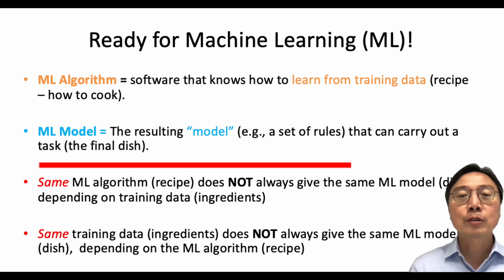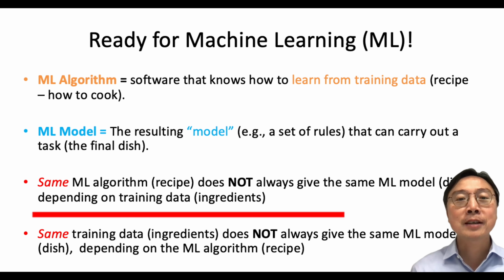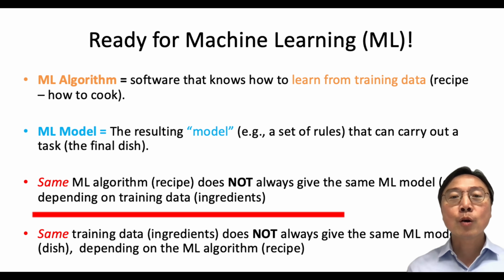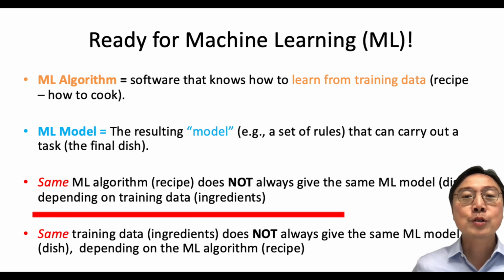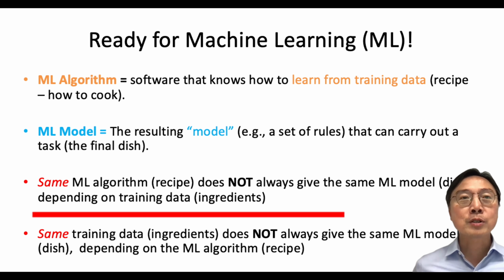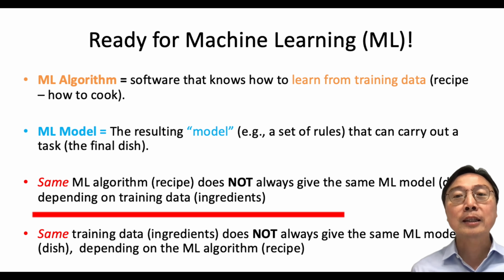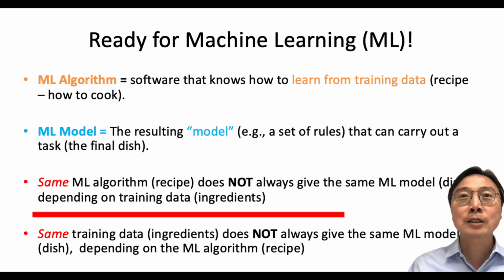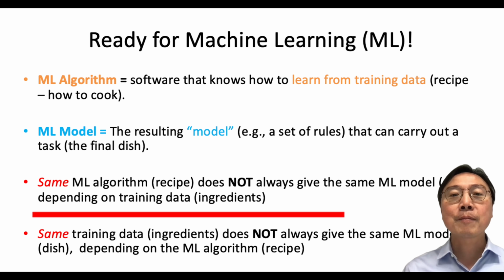There are two notes for you to understand the concept better. Let's think about cooking and the same recipe. Suppose I present you a recipe and I present another student the same recipe. It does not mean that both of you can make the same dish. It depends on the ingredients. If I give one student good quality ingredients and another student not so good quality, even with the same recipe, the dish will not be the same.